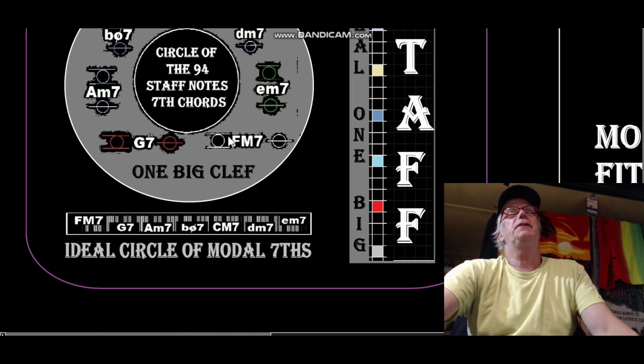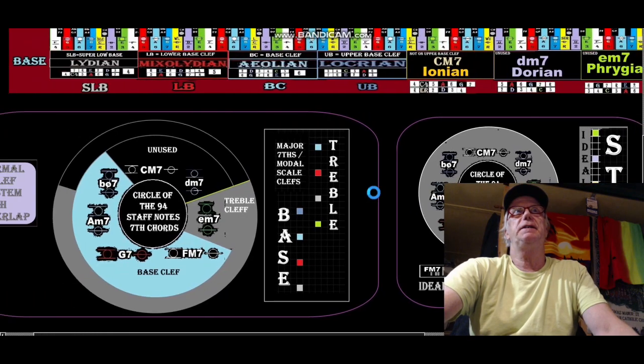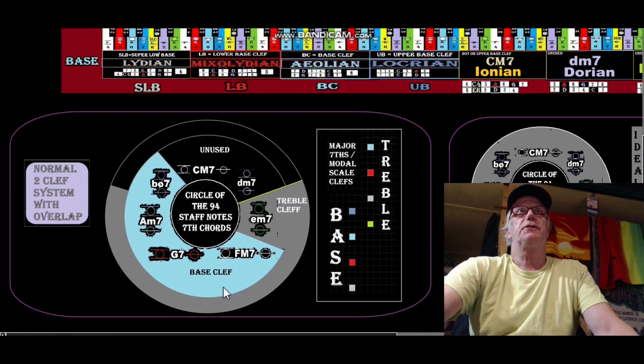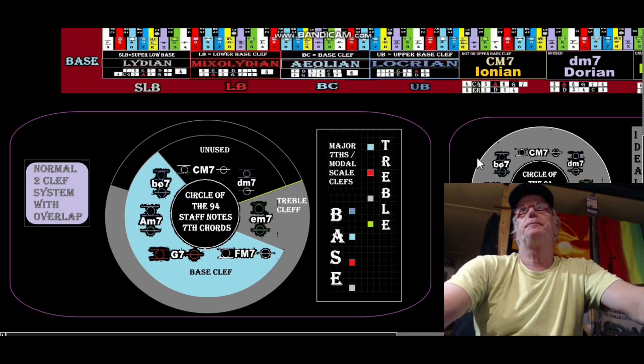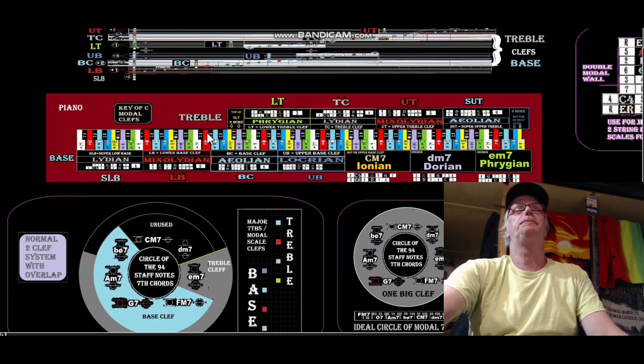So we're looking at this concept, and then we have to see how that ideal situation has to be fitted to the reality here. But this is the normal two clef system with the overlap. The overlap is clearly right here. Here's the overlap. More or less, quite clear there's an overlap right here. Aeolian, Phrygian, and Locrian right there, and the Lydian.